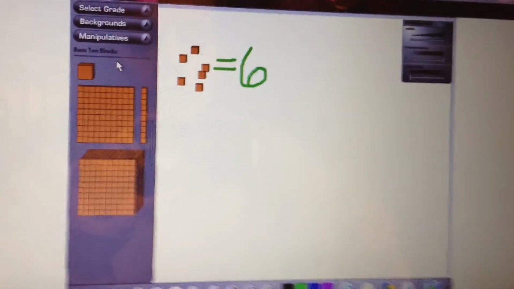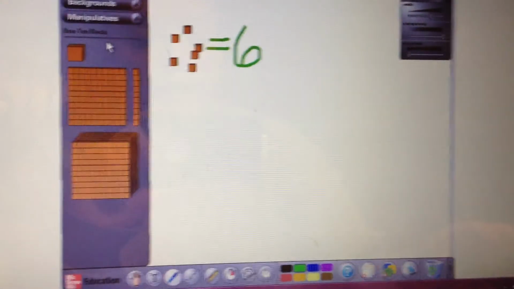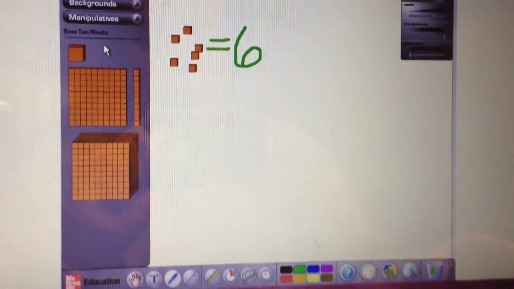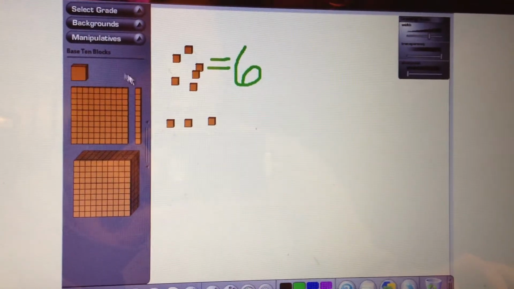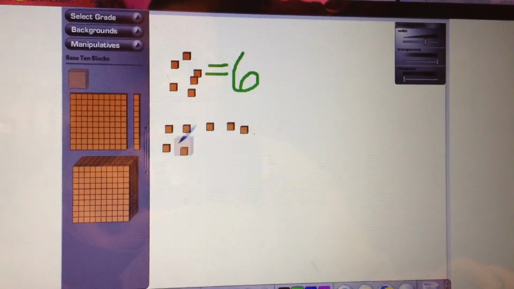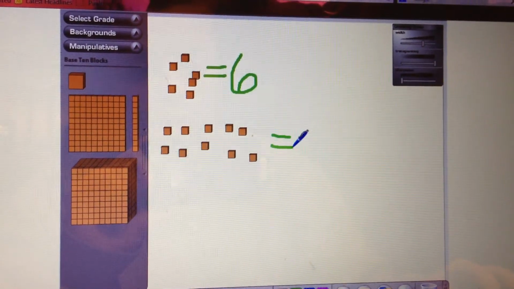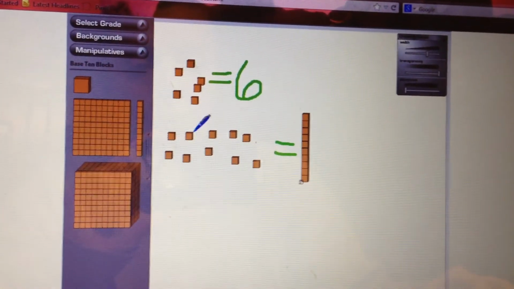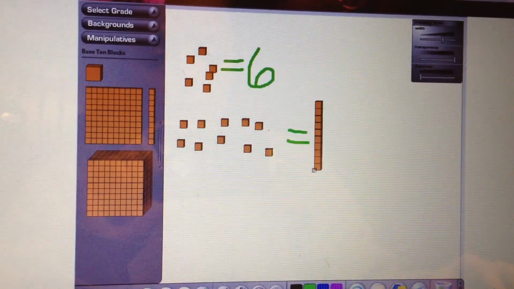Once students gather and understand that these units equal 1 and therefore 6 of them equals the number 6, then you can start moving on to bigger numbers. So, for example, if students wanted to create the number 10, they can use 10 of these blocks, or they can use a long. So then we begin to show students that when we get 10 of these small units, they're going to equal 1 of these long units.